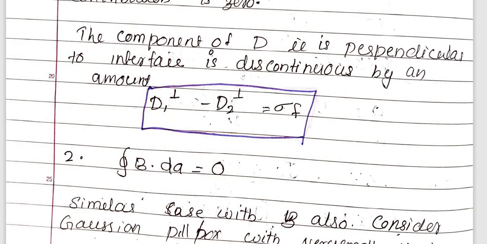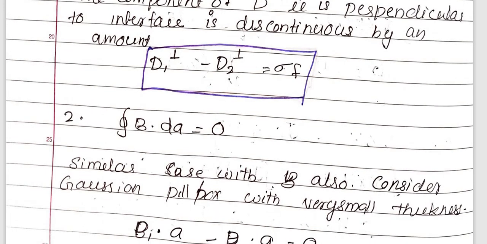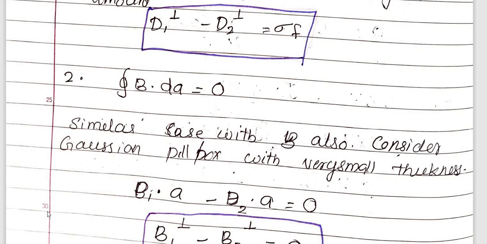The same procedure we can apply for the magnetic field also, for the perpendicular component of the magnetic field. Here closed integral B dot dA is equal to 0. We know that this equation says that no magnetic monopole exists. In a similar way, we can consider a Gaussian pillbox with very thin thickness. So we can apply the same case here also.